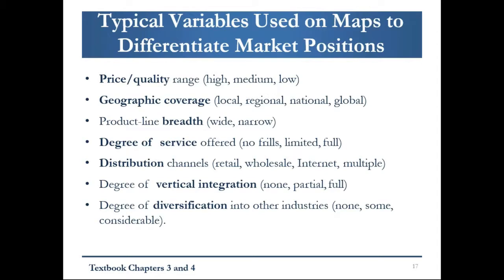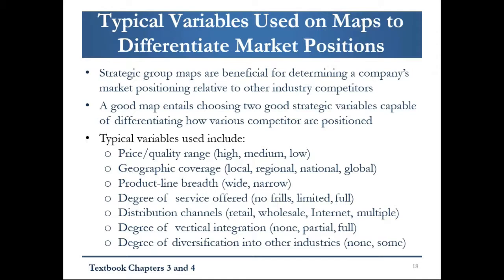But the typical variables used include price, quality. You'll see that a lot. Going from high, medium to low, you'll have price on one axis and quality on the other. You have geographic coverage. Are you a local operator? You have a regional business, national, or even global. Product line breadth. Is it a wide product line versus a narrow product line, et cetera. And then distribution channels. How do you sell your product? Those are some of the key variables used to generate a map.